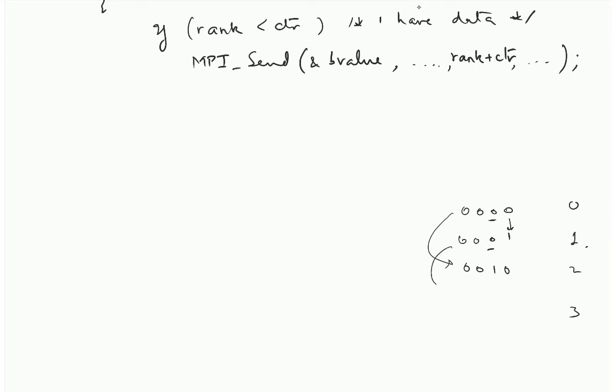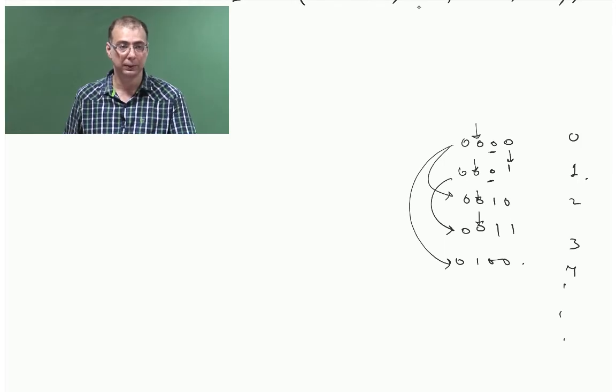And 1 sends it to 3, because if you change the second bit of 1, it is going to become 0, 0, 1, 1. And in the next iteration, you can see, right, 0 will send to 4, because that's where the third bit differs. Then you're going to look at the third bit, so 0, 1, 0, 0, and so on. So you get the idea.